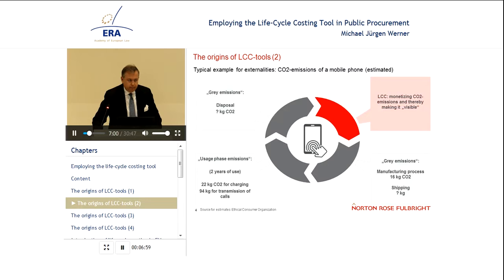Let us go back a bit to the background. What is a typical example for externalities? And please, Philip, step in always when I say something nonsense, because you have a huge background in specifically that. CO2 emissions of a mobile phone, if we just break that down to a certain degree. You have grey emissions, of course, when you start to produce a mobile phone.